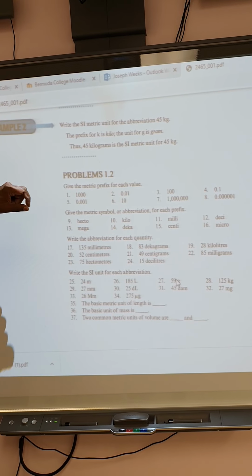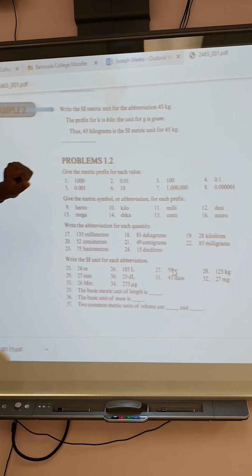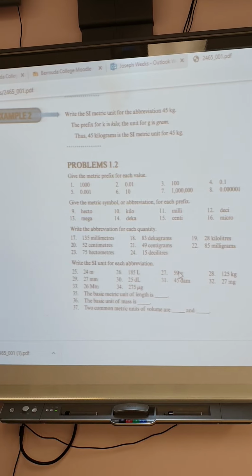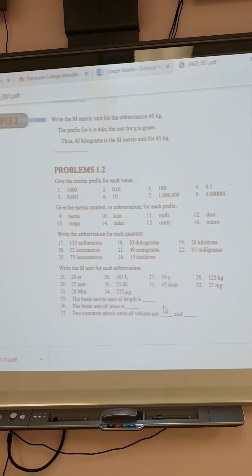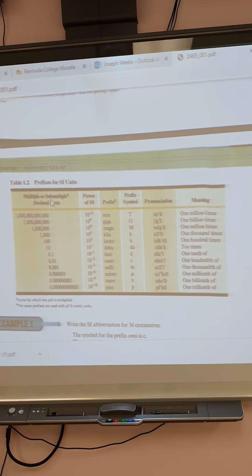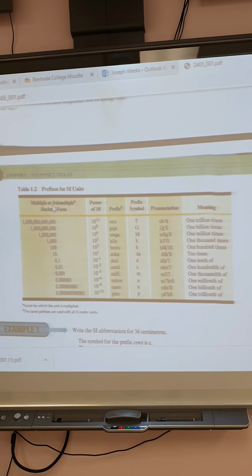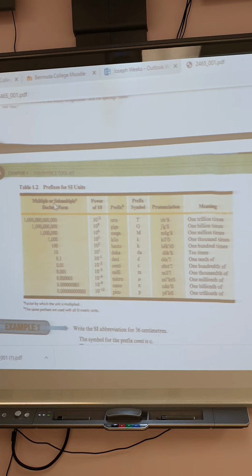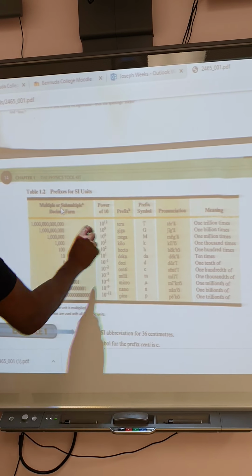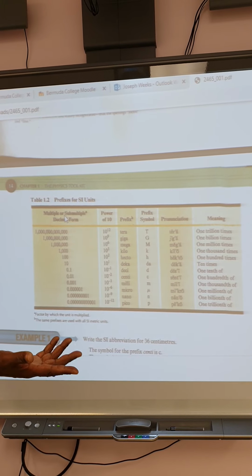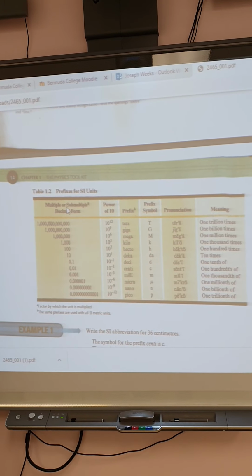So question number 1, give the metric prefix for each value. We see we have the number 1000, right? Let's see which chart has the metric prefix for 1000. Table 1.2 is where we get our prefixes from. So we have 1,000, that's 10 to the 3, so that'll be kilo. It's kilo, that's the answer for number 1.